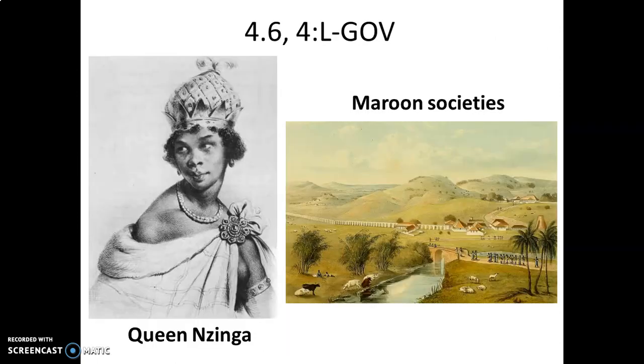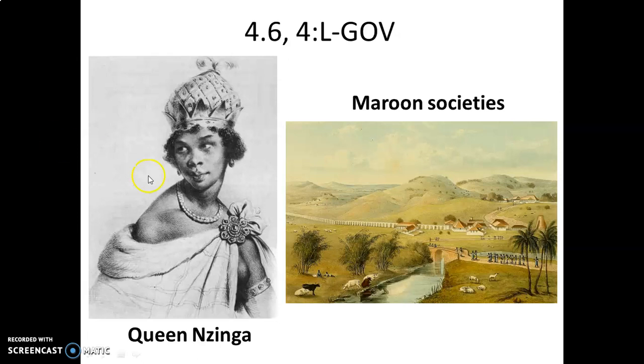And then when we look at resistance, internal and external challenges to state power, we have Queen Nzinga, leader of the Ndongo and Matamba kingdoms. She was in charge for 37 years, and she helped negotiate a deal that opened up trade routes to the Portuguese, but they continued to raid her lands for slaves. So she resisted them. And again, 37 years to be in power.